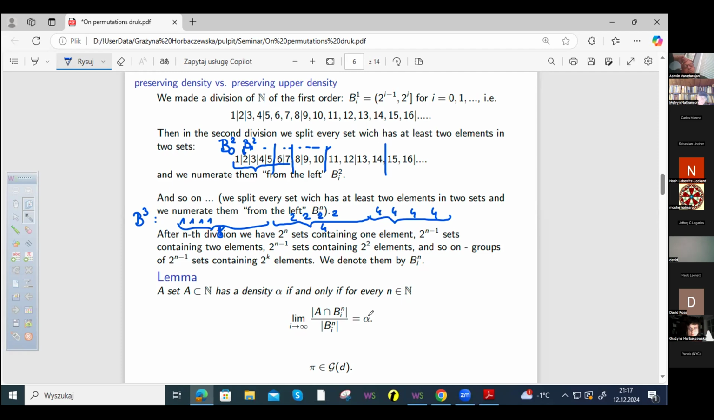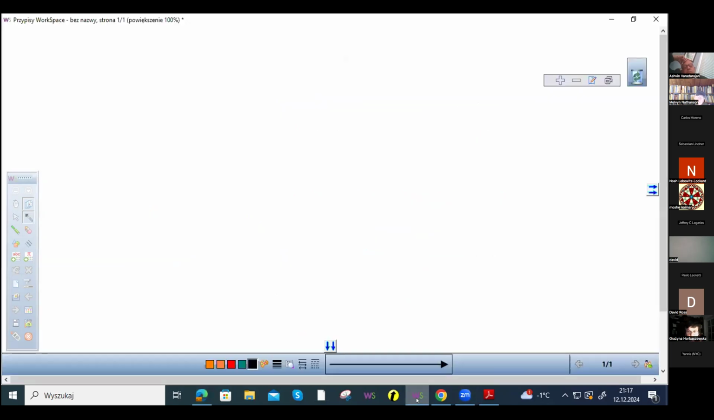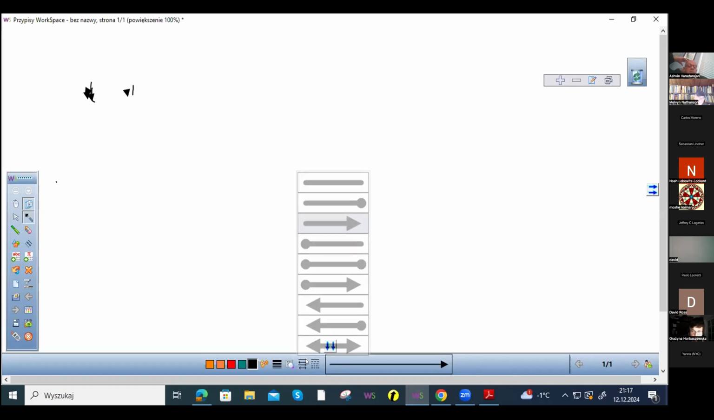Maybe I'm going to switch again my device into something else. I'd like to use this one. So the idea of the proof of this lemma is based on the following observation. If we have a density of the set, oh, sorry. Something happened with this. I'm lost. I don't know why it works like that. Maybe I should have a line.